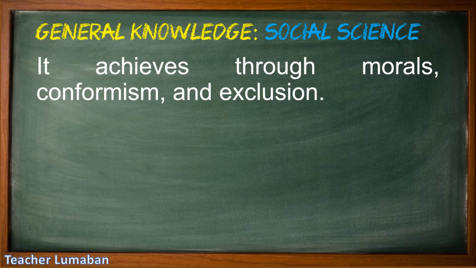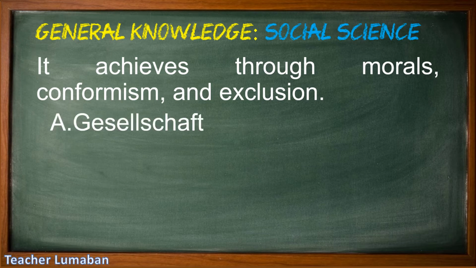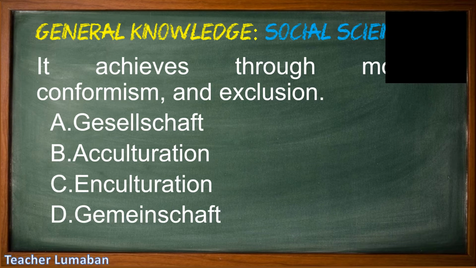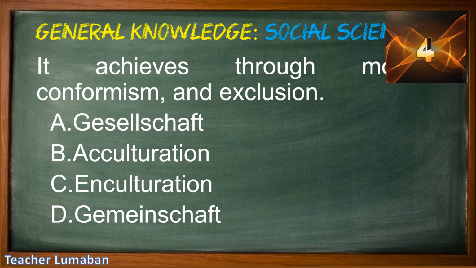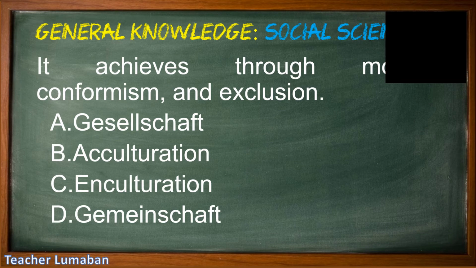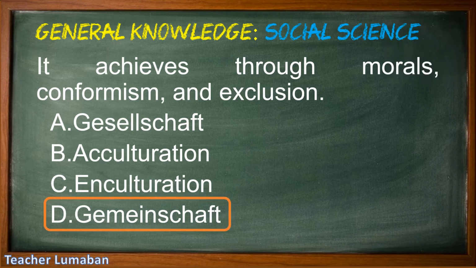It achieves through morals, conformism, and exclusion. Letter A, Gesellschaft. Letter B, acculturation. Letter C, enculturation. Letter D, Gemeinschaft. Please choose the suitable answer to the following choices in 5 seconds. 5, 4, 3, 2, 1. The correct answer is letter D.